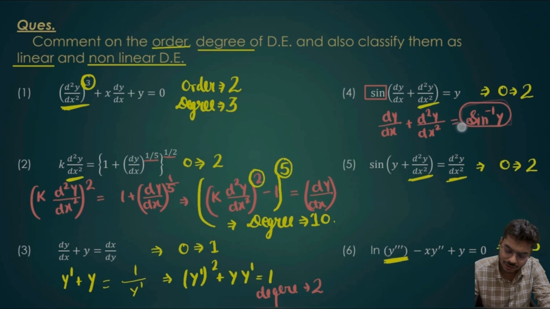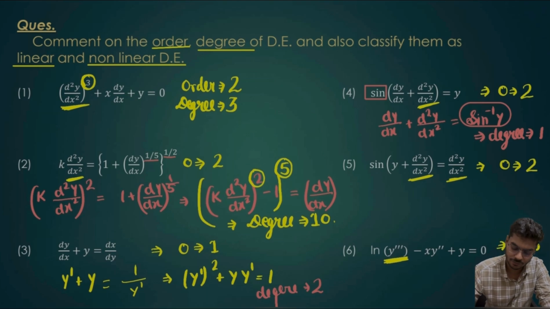Sin inverse y is not a derivative, so this can be any function. It can be an IT function, or it can be a trigonometric function. We don't consider this thing in the degree. So here, what is the degree? I will say it is 1, because the highest derivative has power 1. It is also in polynomial format in terms of the derivative. Moving on to the fifth one.